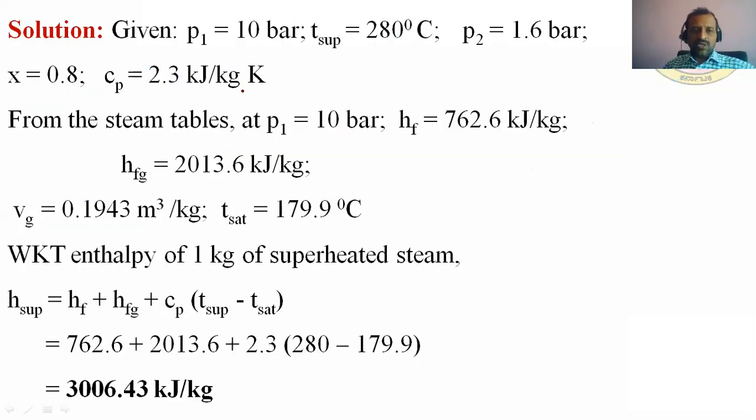See the solution now. Given, I'll write it as given: P1 is 10 bar, right? It is 10 bar. Whatever is given, I have written here. So X is equal to 0.8. Cp is also given, that is 2.3 kilojoules per kg.